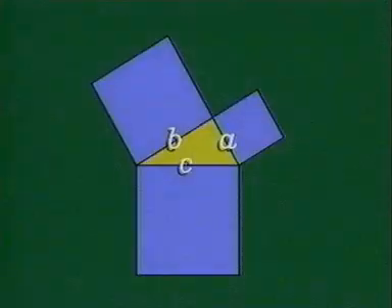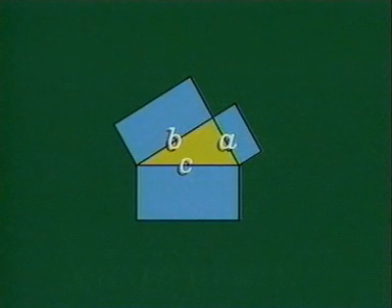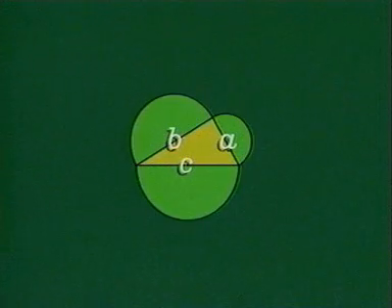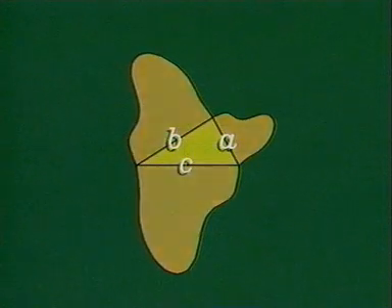Once again, instead of squares or triangles, you can put any 3 similar shapes on the sides of a right triangle. The sum of the areas of the 2 smaller shapes is equal to the area of the large one.